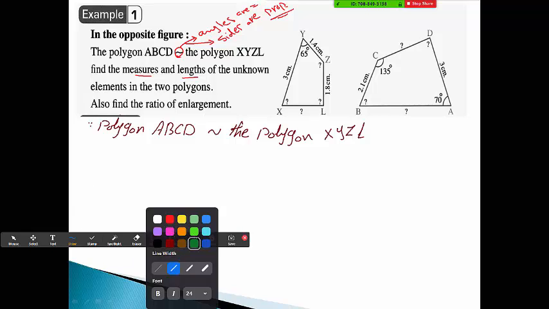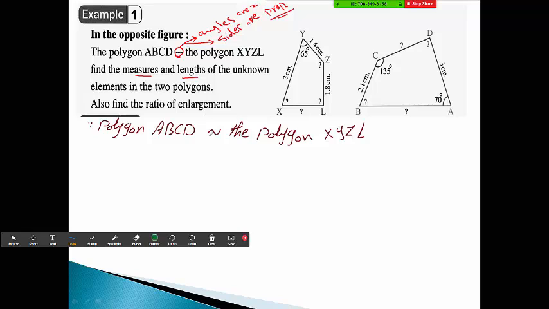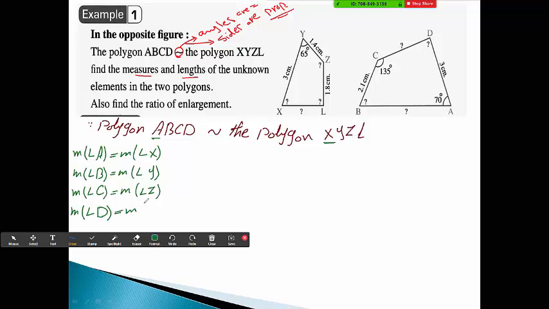What are the corresponding angles here? When we write the similarity, we write it in the same order. So angle A corresponds to angle X, so measure of angle A equals measure of angle X. And measure of angle B equals measure of angle Y. And measure of angle C equals measure of angle Z. The last one, measure of angle D equals measure of angle L.